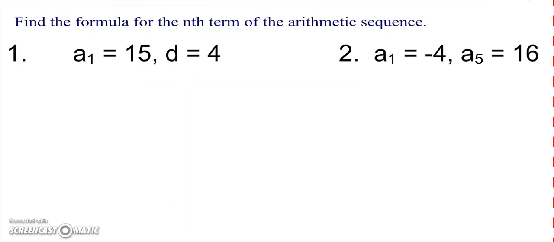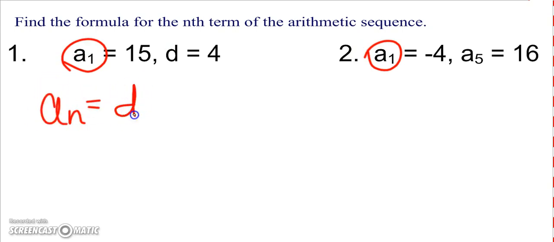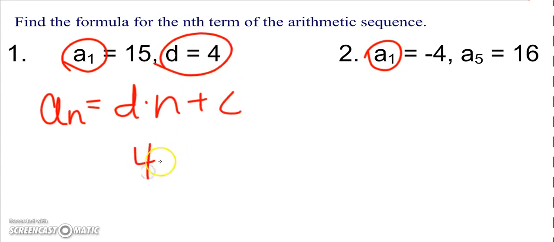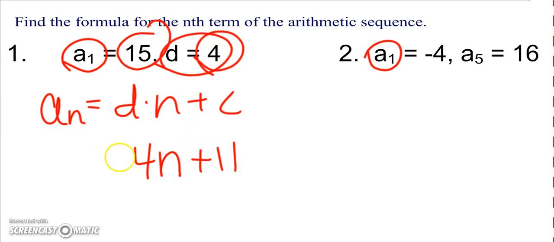Alright, find the formula for the nth term of the arithmetic sequence. Well, in both of these, we have our a sub 1. That's the best situation we can be in. So we just need a sub n equals d times n plus c. Well, our difference is 4. So 4n. To find c, I take my a sub 1 term and subtract 4. So that's going to be 11. Done with that one.